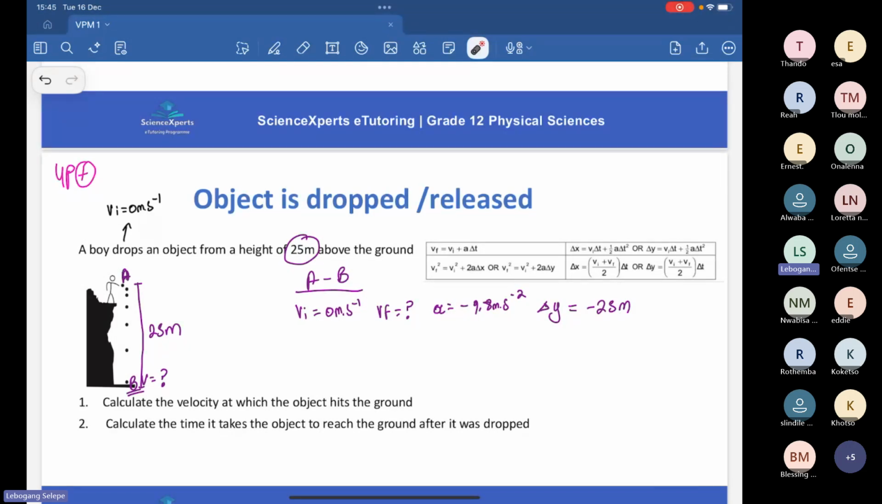So the object was displaced 25 meters down, right? Moving from A to B, the object moved down. So it means that now it's negative. Why is it negative? Because we chose up as positive. Therefore, down would be negative. Then we're going to look for a formula with these 4 variables. Which one is that?